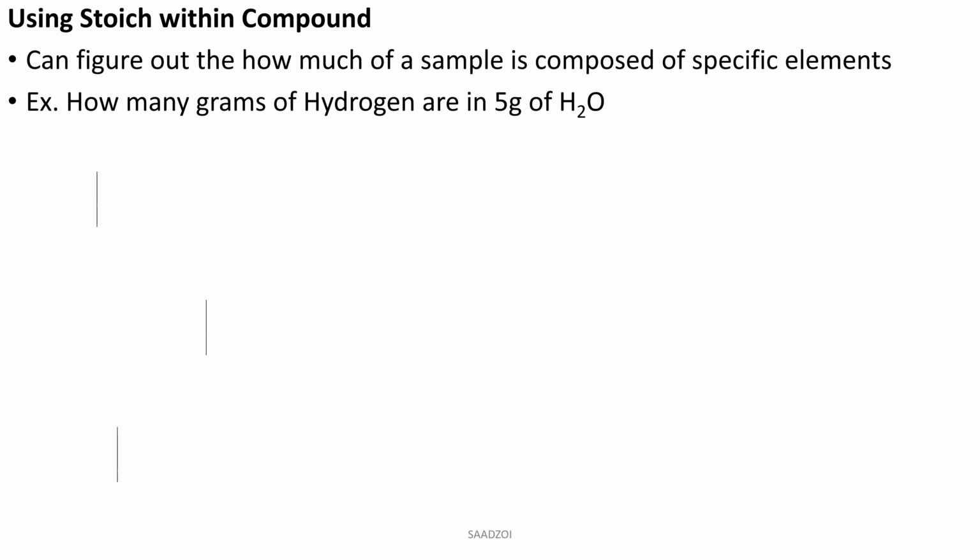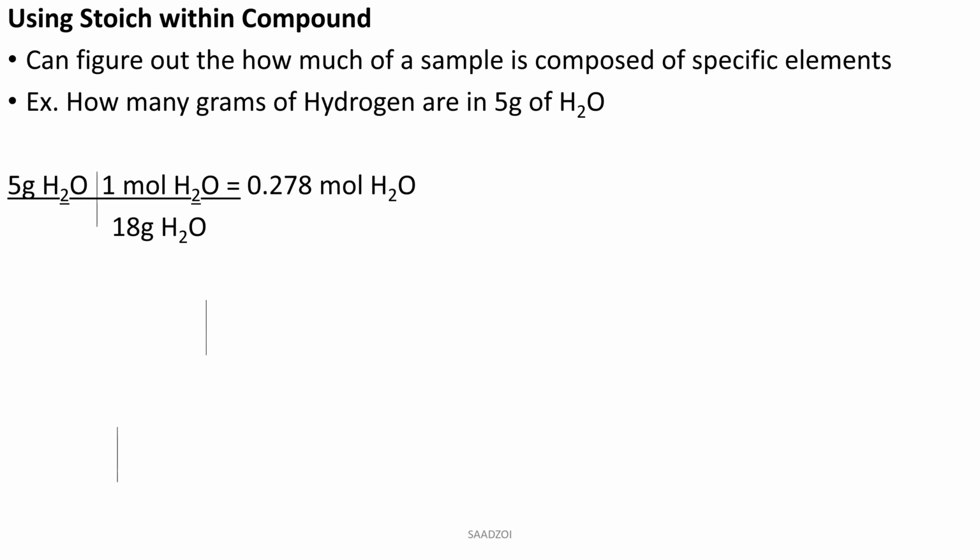So how many grams of hydrogen are in exactly 5 grams of H2O? So how do you figure this out? You want to know how much of this 5 grams comes just from the hydrogen. So the first thing you do is go from grams of water to moles of water. When we do that, we get 0.278 moles. So that's how many moles of water we have.